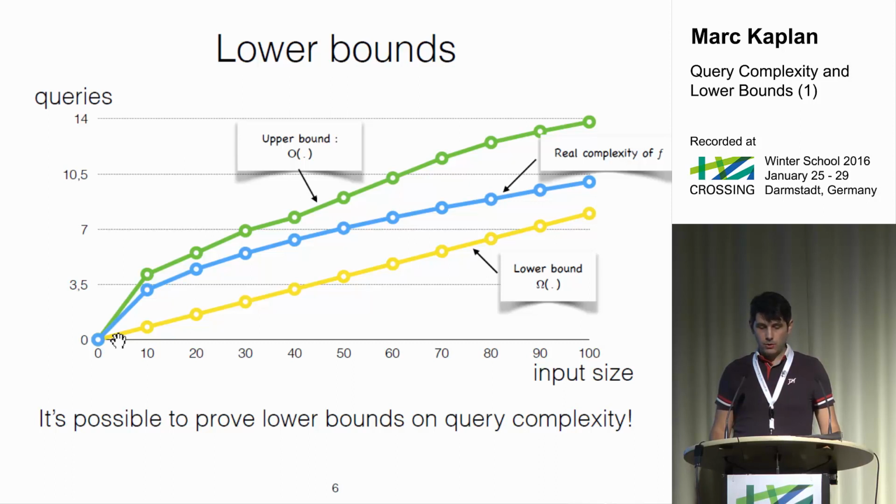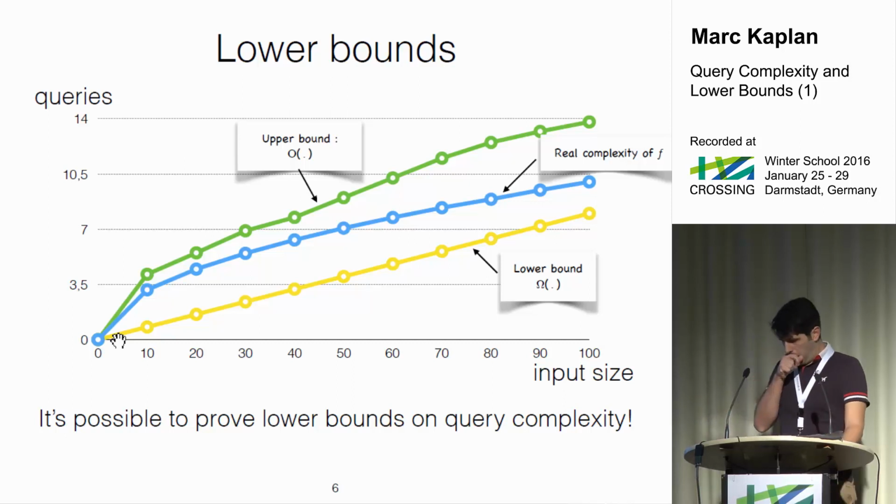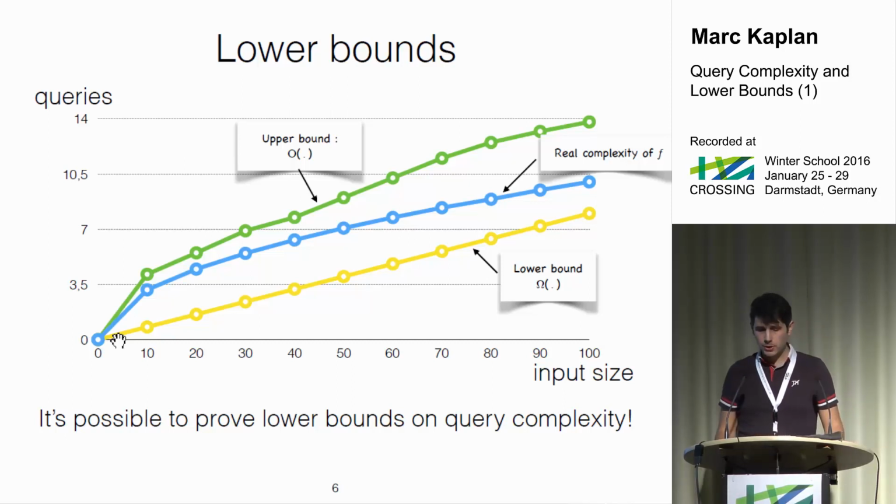Right, and the green curve on top is an upper bound. So this is the big O notation here. So an upper bound, usually you find it through an algorithm. You give an algorithm that solves the problem. It might be non-trivial, but this is how you prove an upper bound.